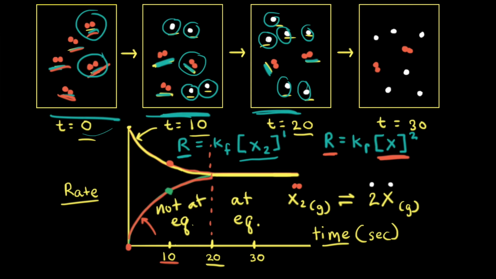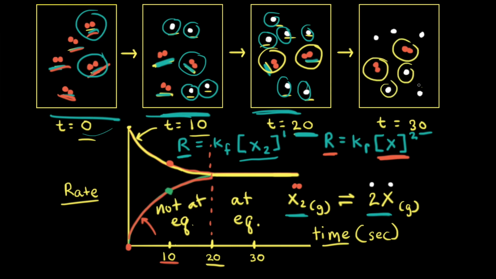And since the rate of the forward reaction is equal to the rate of the reverse reaction at equilibrium, X2 is turning into 2X at the same rate that 2X is turning back into X2. Therefore, the concentrations of X2 and X at equilibrium remain constant. And we can see that when we look at the particulate diagrams for time equal to 20 seconds and time equal to 30 seconds. So both of these particulate diagrams have 2 X2 particles and 6 X particles.